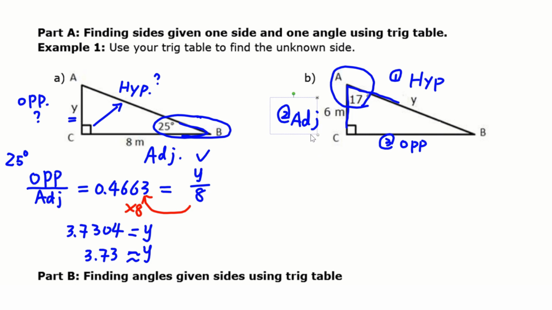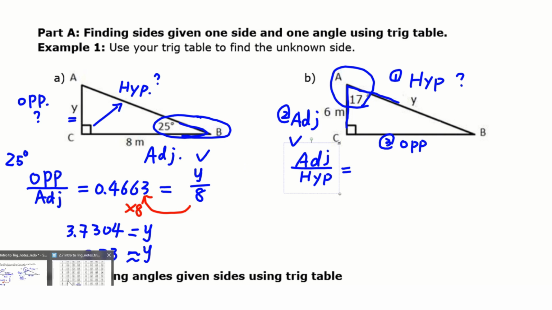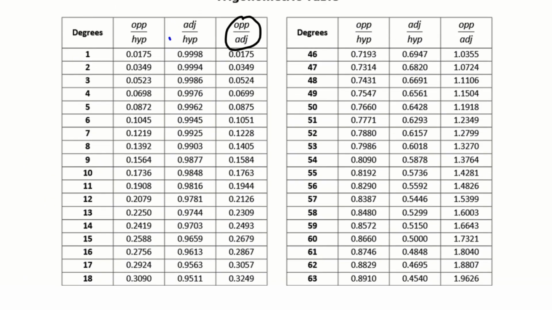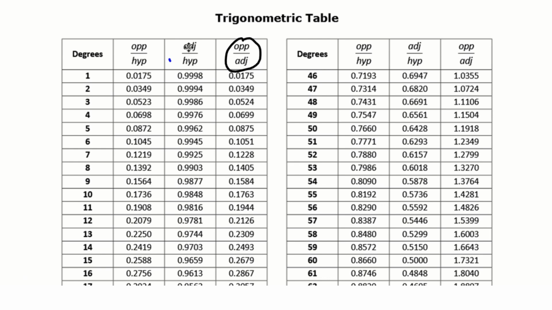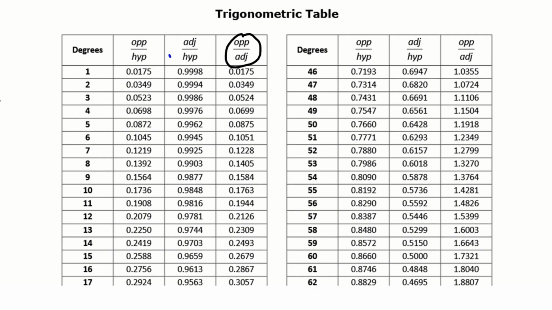So in this question, we want to find the hypotenuse and the adjacent is given, so we don't want to use opposite. We don't want 2 unknowns in the ratio. So we are going to use adjacent over hypotenuse. This is the ratio on the trig table. So adjacent over hypotenuse for 17 degrees. Adjacent over hypotenuse is this third column. Okay, 1, 2, 3, third column, and it's 17 degrees.